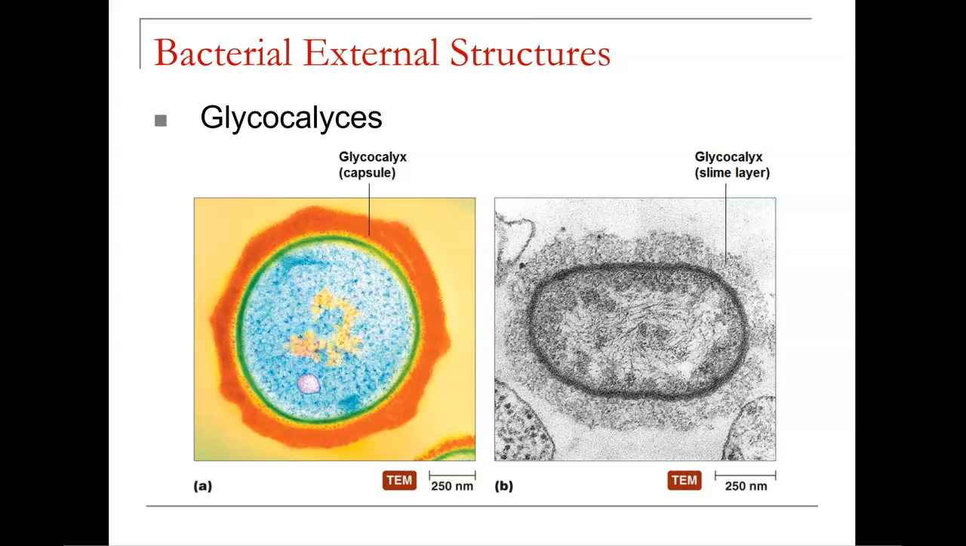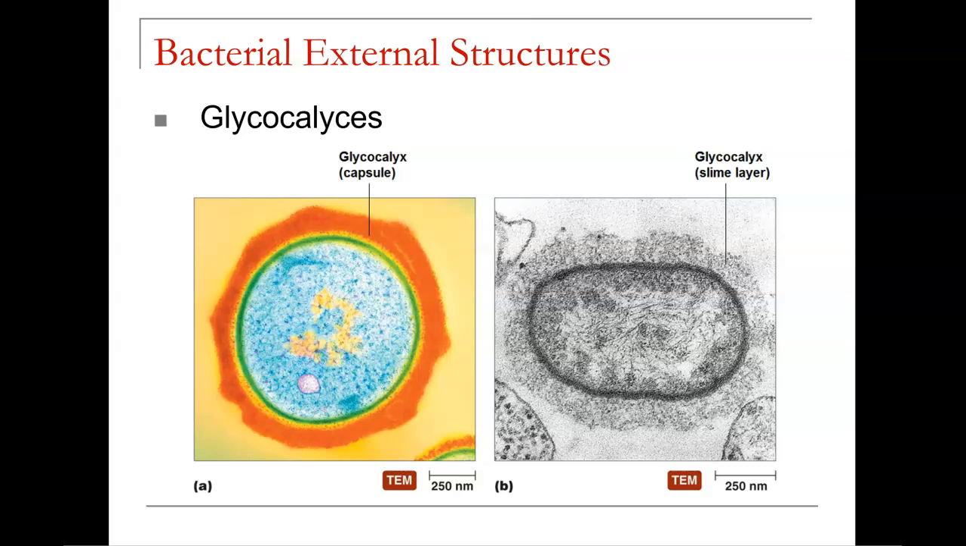It helps with attachment to smooth surfaces. For example, the capsule formed by Streptococcus mutans, a common inhabitant of the human mouth, is largely responsible for the formation of dental plaque. That's going to be a soft, whitish, gooey material that's readily removed with dental floss.